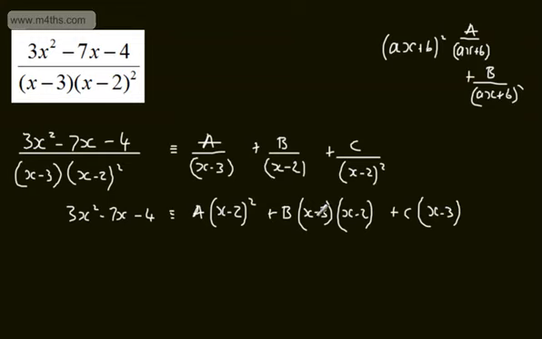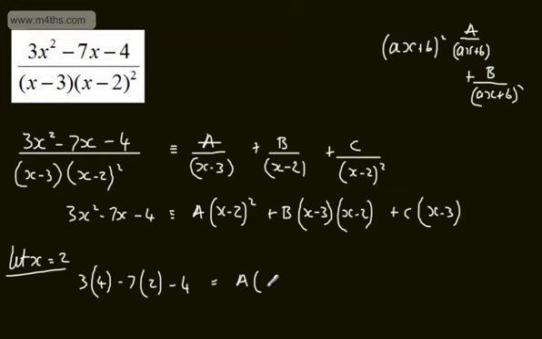Okay, at this stage I'm going to let x be equal now to 2 and x be equal to 3. So let x be equal to, let's start with 2. Left hand side, 3 lots now of 4, minus 7 lots of 2, minus 4. Right hand side, that's going to be now 0. And I'll put a lots of 0, plus b 0. Again, this will cancel off, plus c, and we're going to have 2 minus 3, which is minus 1.